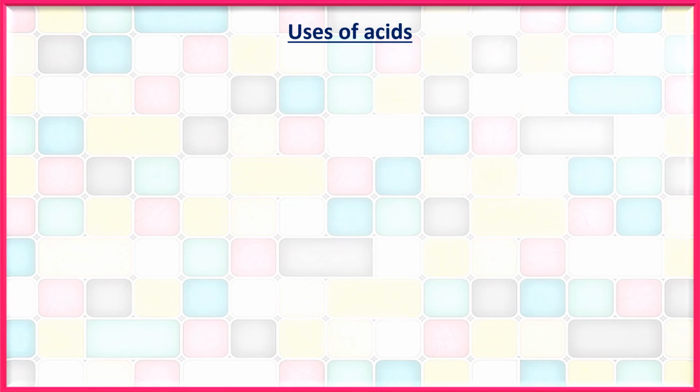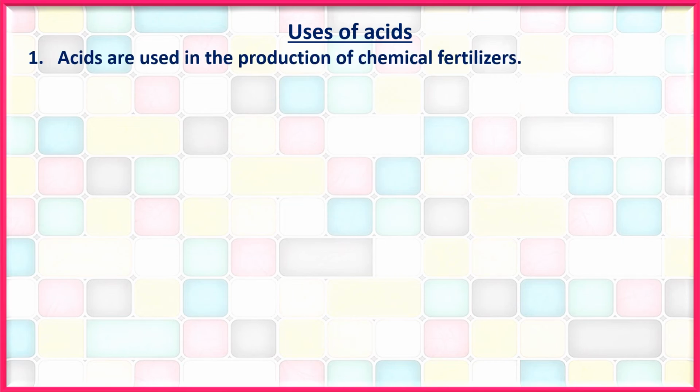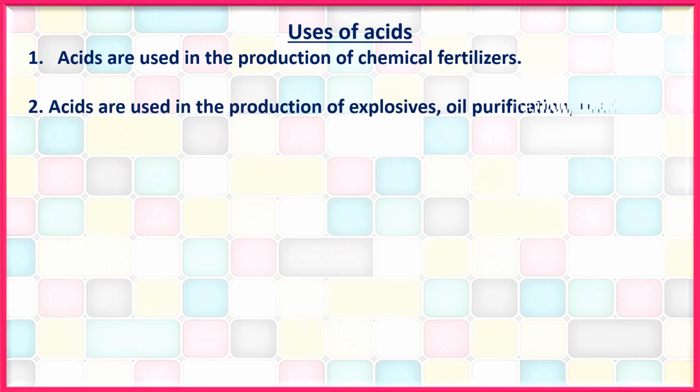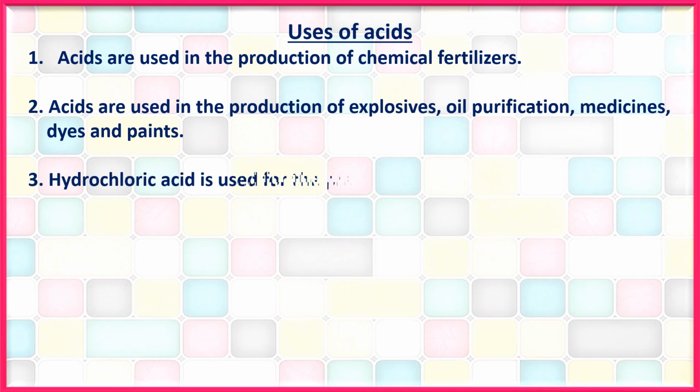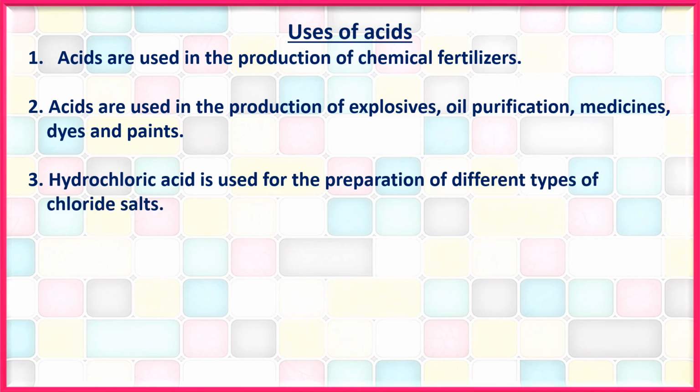We now come to the uses of acids. Acids are used in the production of fertilizers, chemical fertilizers. Acids are used in the production of explosives, that is, explosives meaning fireworks, dynamite, etc., oil purification, medicines, dyes, and paints. Hydrochloric acid is used for the preparation of different types of chloride salts. Now, hydrochloric acid is HCl. H is hydrogen, Cl is chlorine. So, different types of those chloride salts are prepared using hydrochloric acid.